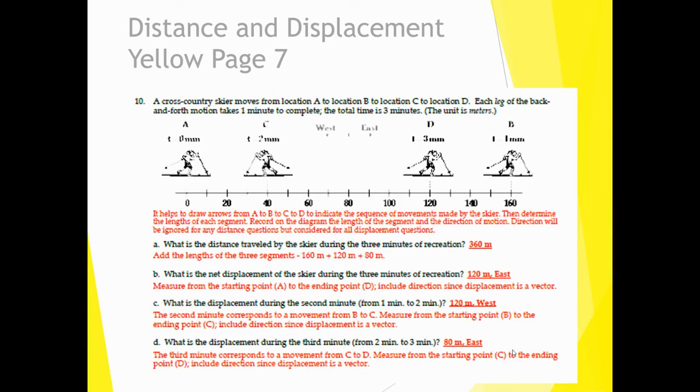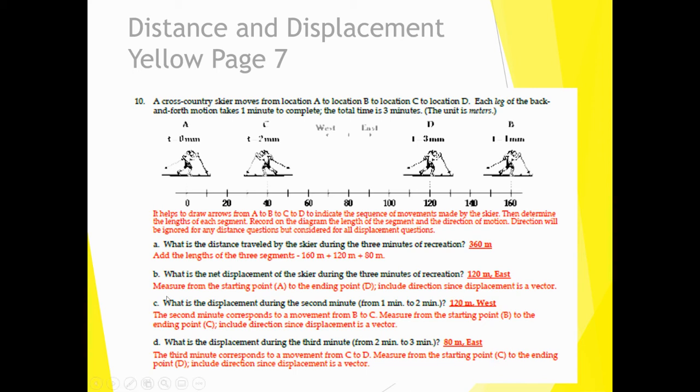Number 10, a cross-country skier moves from location A to location B to location C to location D. Each leg of the back and forth motion takes 1 minute to complete, and the total time is 3 minutes, and the distance unit is in meters. So it helps to draw arrows from A to B to indicate the sequence of movements made by the skier, then determine the lengths of each segment.